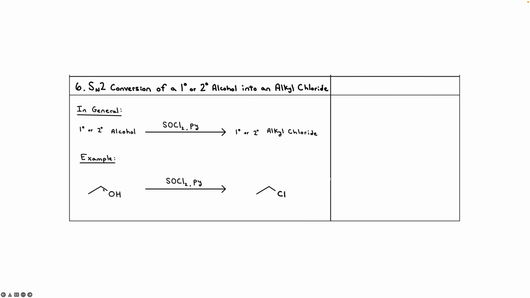If you have a primary or a secondary alcohol, you can replace the OH with a Cl. You can turn the primary or secondary alcohol into a primary or secondary alkyl chloride by adding these reagents here. The reagent on the left, SOCl2, is called thionyl chloride. The Py on the right stands for a molecule called pyridine.